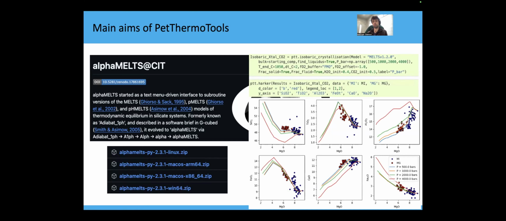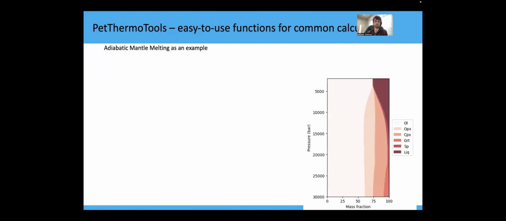The idea is to make this as contained as possible, to provide as simple a workflow as possible for people using PetThermoTools or melts more broadly in their calculations. Everything that we do, the idea is to make these functions as easy and as logical to use as possible. So adiabatic mantle melting, you can see the result of this function on the right-hand side.